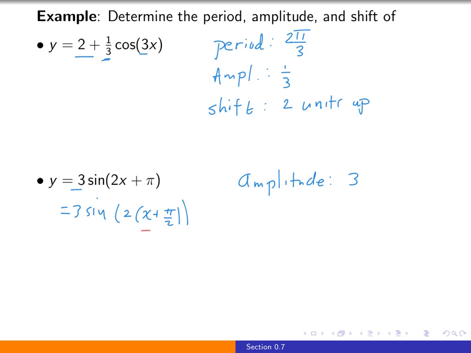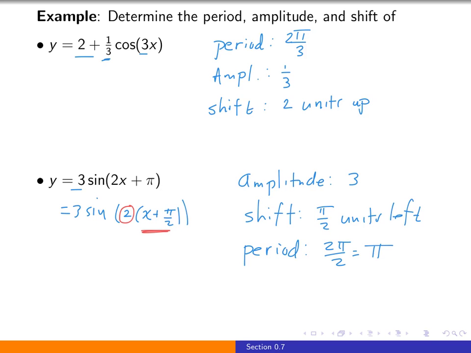And looking at the x plus pi over 2 portion, well, x plus pi over 2 is going to shift us pi over 2 units to the left. And then lastly, the 2 that we've pulled out is going to determine the period. So the period would be 2 pi over 2, which is simply pi. So we see where we have to be careful is determining what that shift is by factoring out the number 2 in front of the x plus pi over 2.